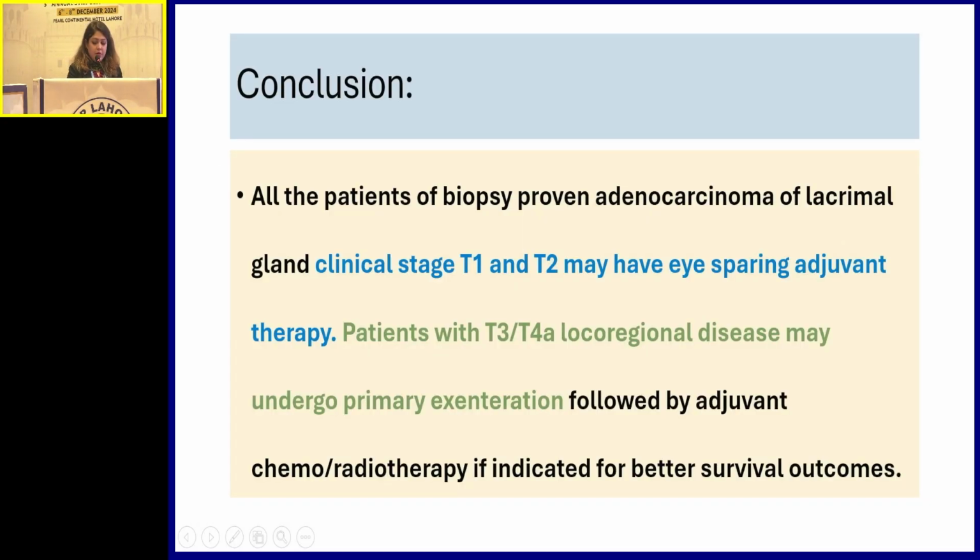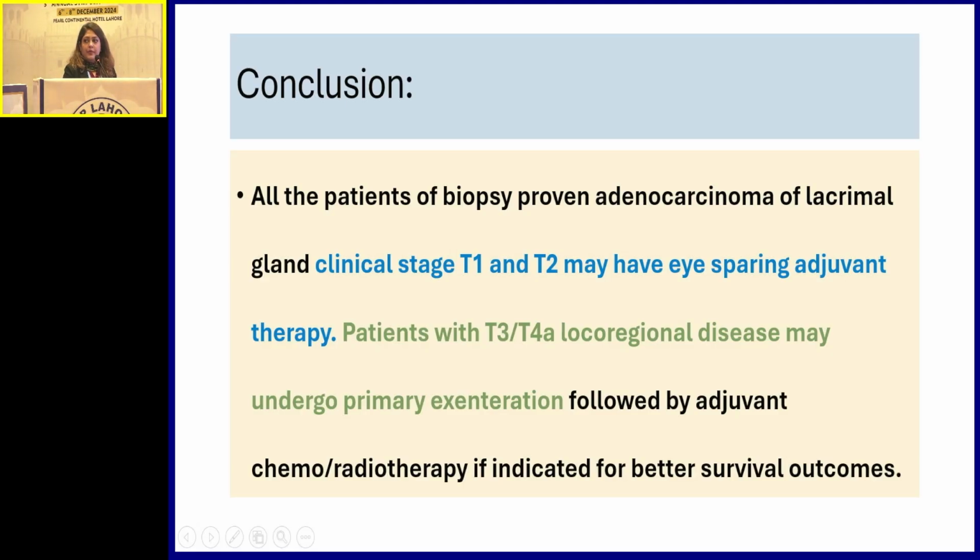So, to conclude, what we suggest from this study and from these results is that although it seems very intriguing to go for eye-sparing surgery and do the adjuvant therapy, most patients, if the disease is slightly advanced, T3, T4A, it's better to guide them towards primary exenteration because it is associated with better overall survival. It is associated with better FACT-G scores as well, and the patient will be disease-free, morbidity-free.